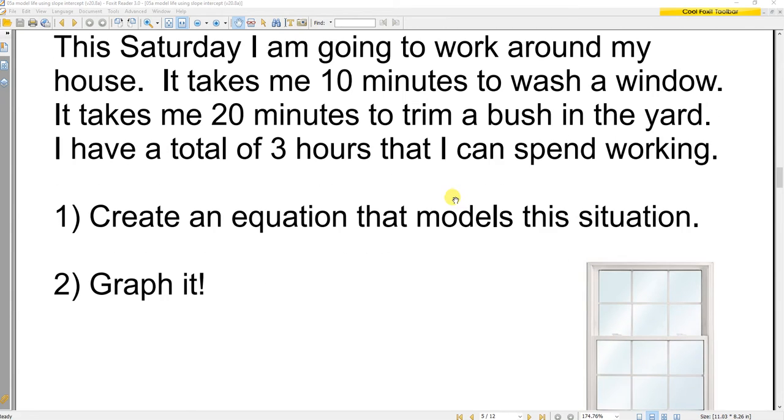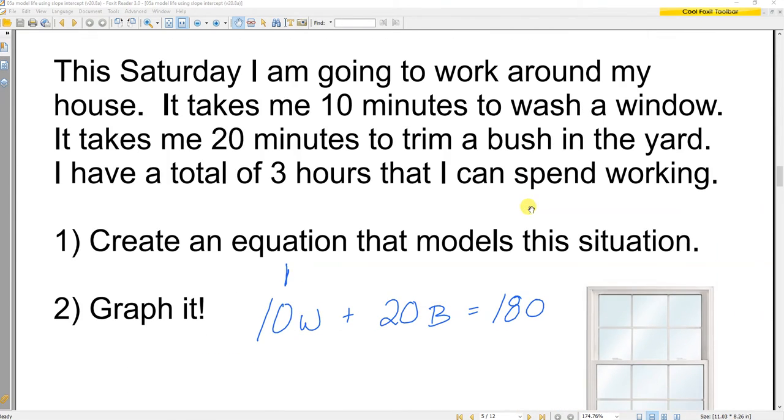Now, this is actually something from the last lesson. I would model this using a standard equation because I've got two unique things going on: windows and bushes I'm trimming. So it takes me 10 minutes per window plus 20 minutes per bush equals 3 hours, which would be 180 minutes. This is a standard equation, not what we're doing today. Could I graph this? Absolutely, but I don't have a piece of graph paper, and we're doing slope-intercept today.